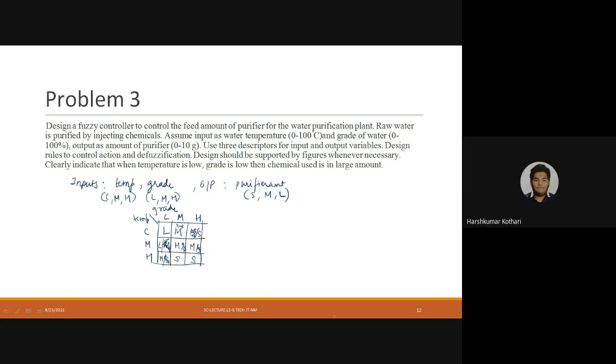Ma'am, just a question. For the high grade, when the temperature is low, you have kept it small. And if the temperature is increasing, the amount should decrease. Keep it as medium. Yes. Now it is fine. Yes. Okay. So this is about this problem. Let me switch on to another problem.